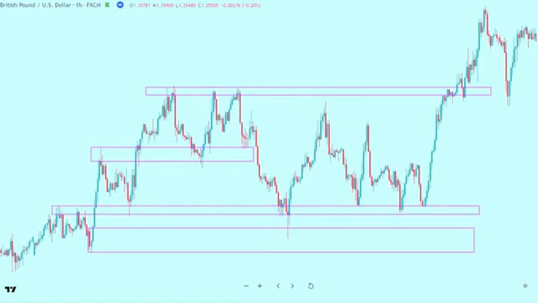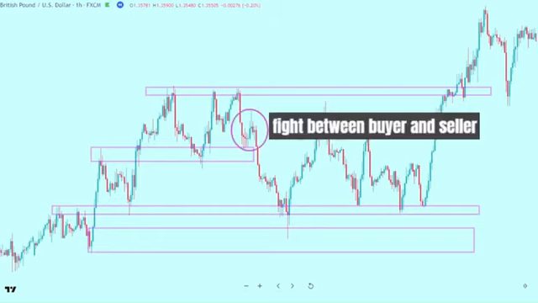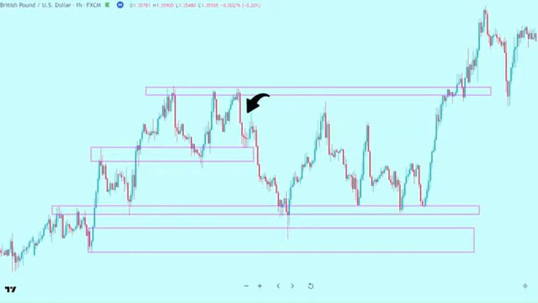fall back to the support level. Now, pay attention to what happens here. Buyers enter again, and the price continues to drop, resulting in a long-tailed candlestick in this area, indicating a battle between buyers and sellers. Then, from this point, more significant selling occurs, pushing the price down rapidly, breaking through several levels. This indicates a strong supply in this area.